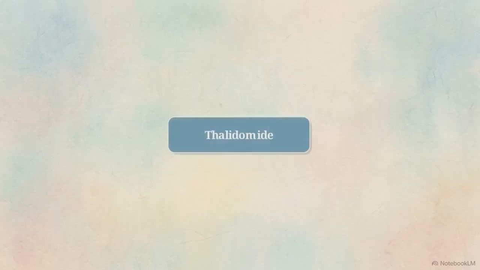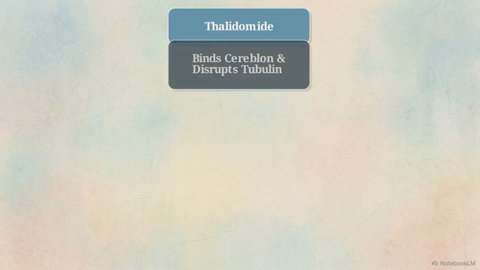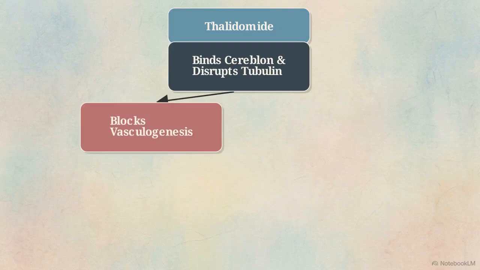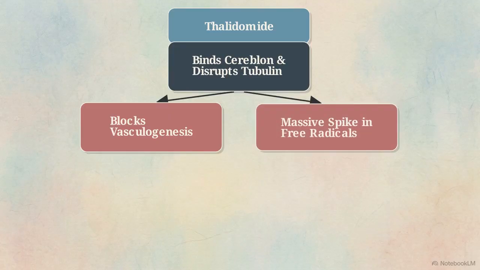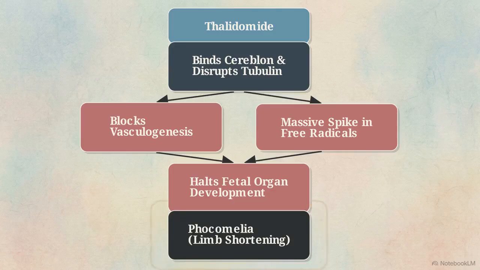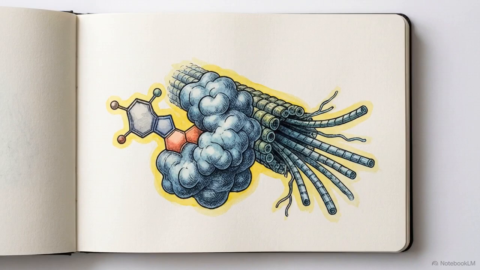To answer complex questions on its pathology, you must trace the specific biochemical chain. It begins with thalidomide binding to cereblon, disrupting tubulin. This disruption splits into two parallel effects. It blocks vasculogenesis and causes a massive spike in free radicals. These two corrupted pathways converge to halt fetal organ development, resulting in the physical presentation of phocomelia. Memorizing the specific cereblon to tubulin chain is the most reliable way to navigate detailed teratogenicity questions regarding this drug.